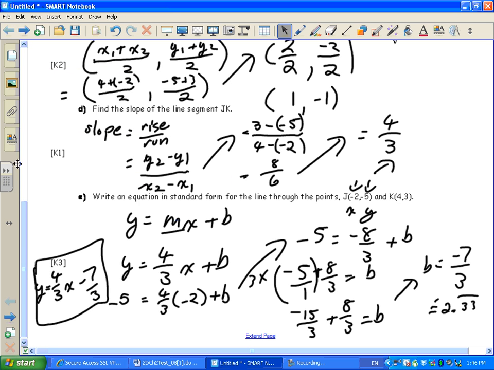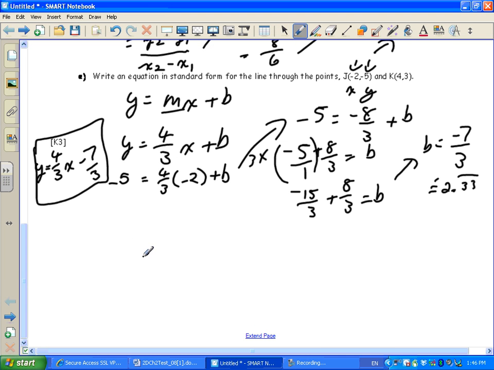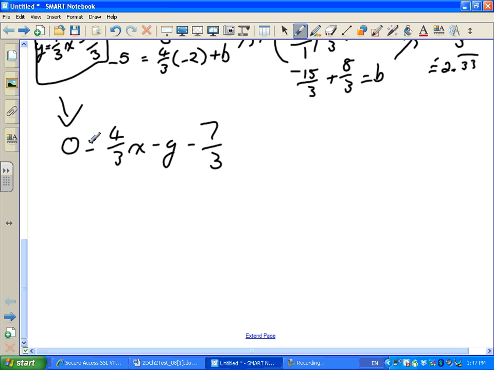There is our equation. And finally, it actually says to put it in standard form. So I just need to move the y to the other side of the equation. What this says is 0 is equal to 4 over 3x minus y minus 7 over 3. If I didn't want it as a fraction, I can multiply everything by 3. If I multiply the entire equation by 3, 0 times 3 is 0. That would eliminate those 3s, so I get 4x minus 3y minus 7.